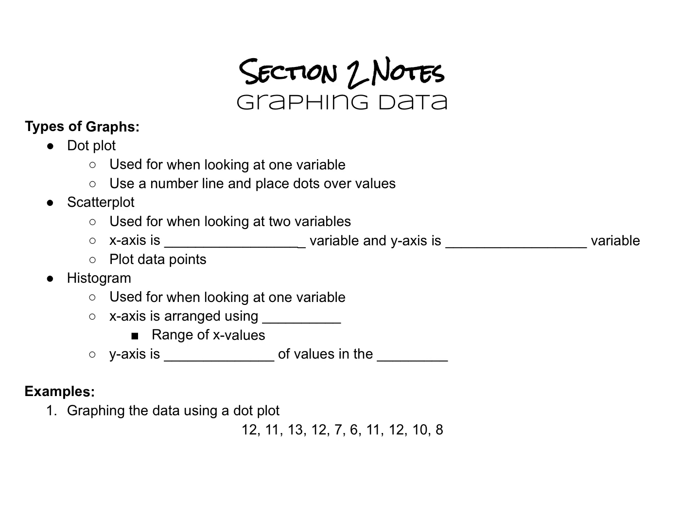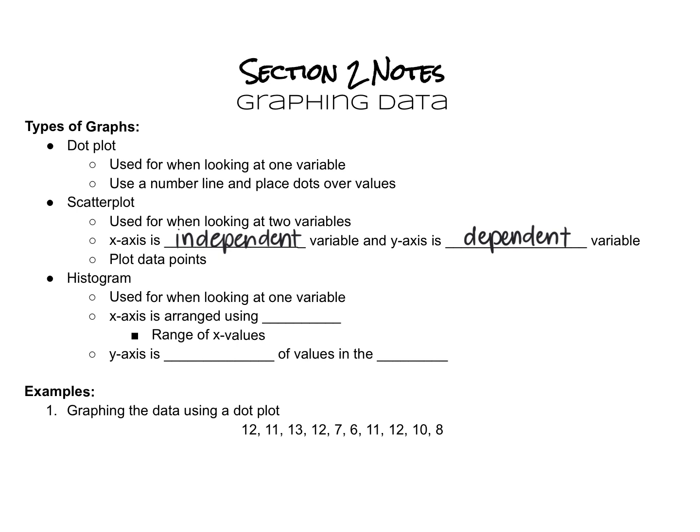Next, we have a scatter plot. So it's used when you're looking at 2 variables. Your x-axis is going to be your independent variable, and then your y-axis is your dependent variable. And then all you have to do is plot your data points, very similar to if you were plotting points for a line. And then the last one we're going to look at is a histogram.